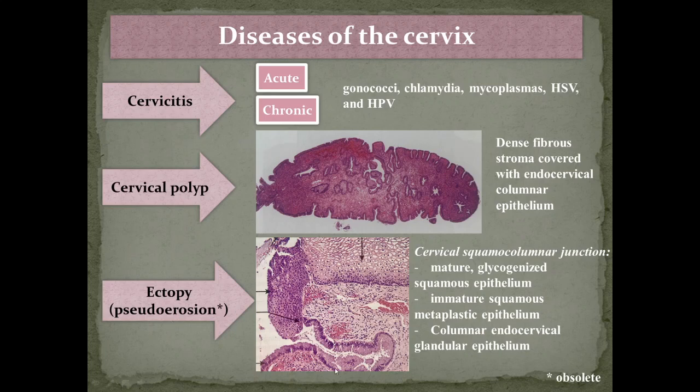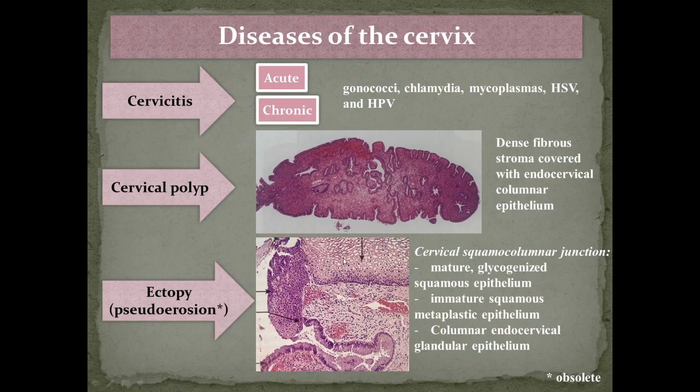So here, look at this picture, please. So what do we have here? So this is squamous stratified mature, non-keratinizing epithelium. This is glandular mature epithelium. And this is exactly the place of junction when glandular epithelium becomes mature squamous stratified epithelium.